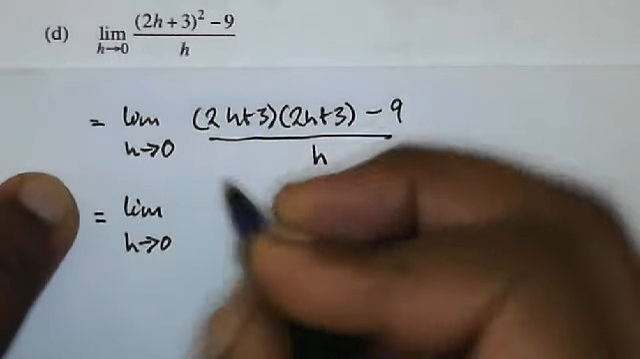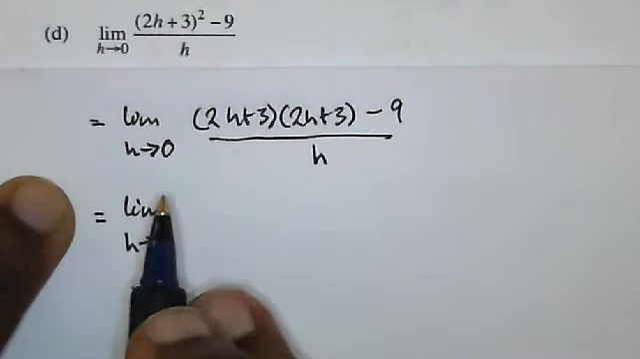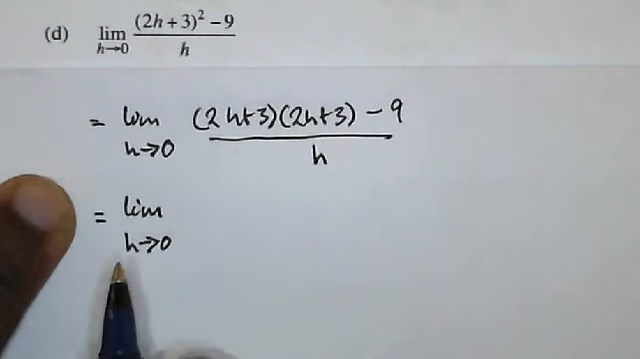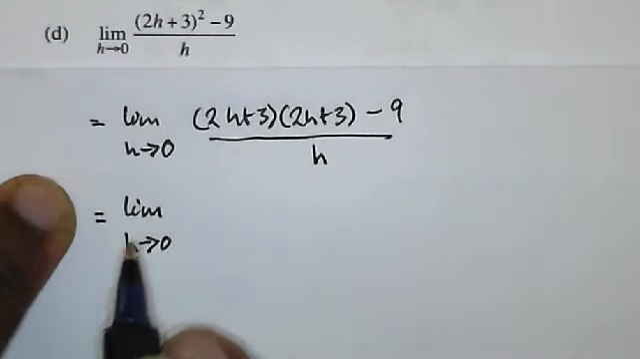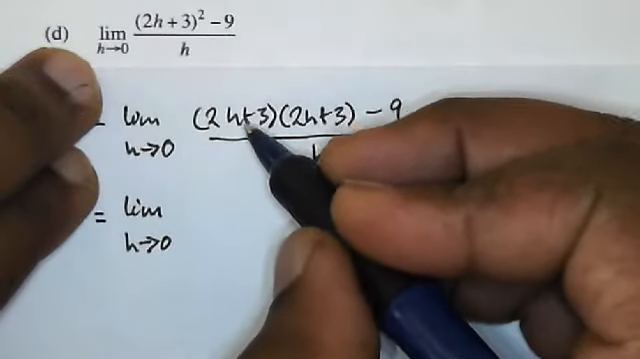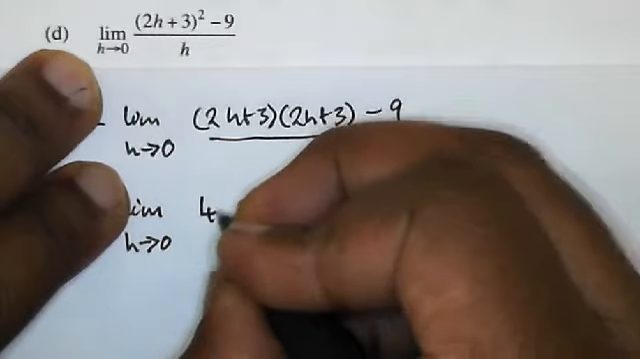Okay? So, this becomes the limit. You cannot leave out this limit, h approaches 0. You can't leave it out. When they mark at the end of the year, if you leave this out, you lose a mark. You cannot. Okay? So let's do the FOIL expansion here.